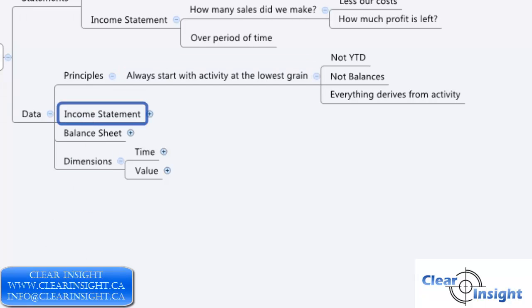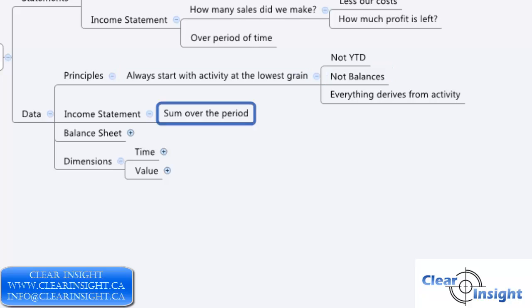From an income statement perspective, it's a simple case as we sum over the periods. If we want to know what the income statement balance is for our revenue over the first 3 months, we just sum up all the activity in those 3 months. So it's a simple sum.